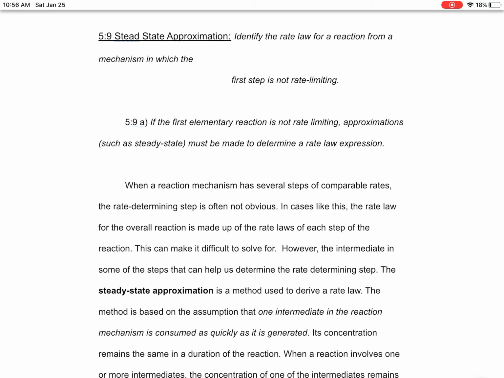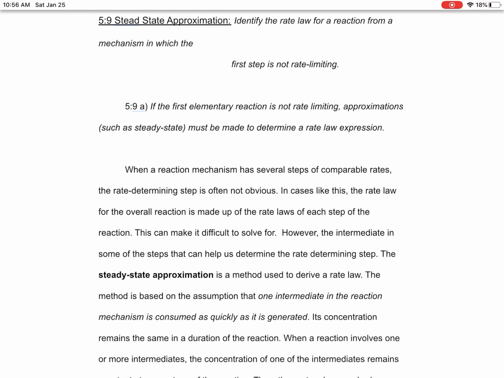So for this first video, all we're going to do is introduce the idea of what steady state approximation is and go over what equilibrium is and how that plays a role in reaction mechanisms. And we'll save the examples for exactly what we're trying to do in the next videos.